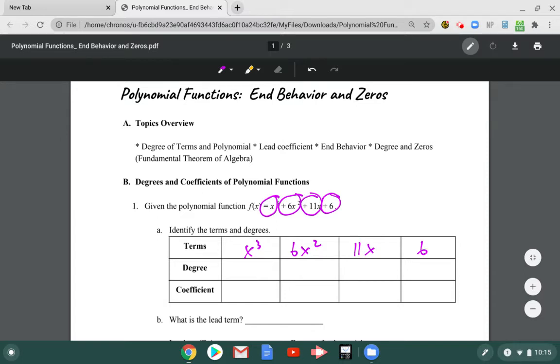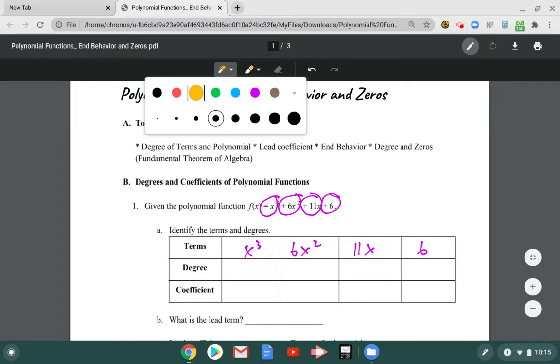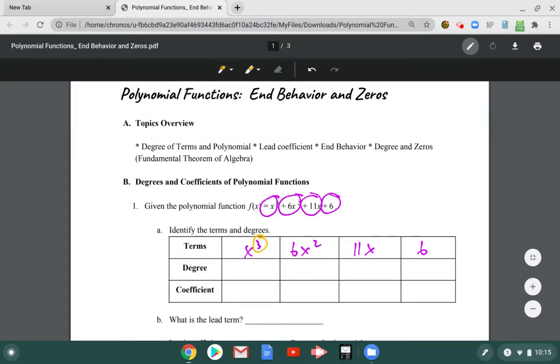The degree of the polynomial terms is the power on the x. Another way to think of that is how many x's are being multiplied. So x cubed tells me that there are 3 x's being multiplied, and that's the information that the degree gives us. So as we go through and identify the degrees of each of these terms, I've got degree 3, degree 2. In 11x, there is a single x being multiplied, and in just 6, there are 0 x's being multiplied.